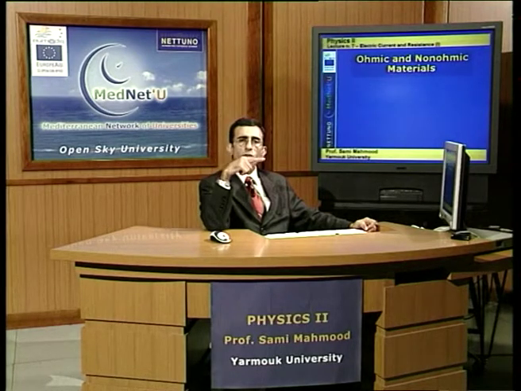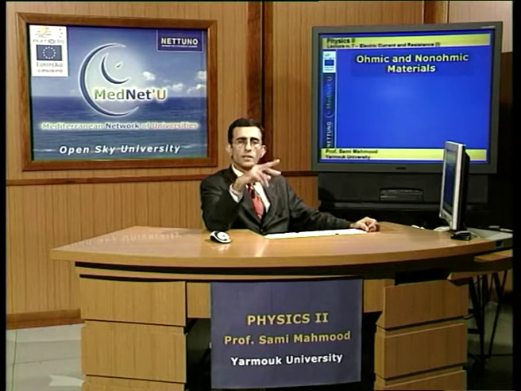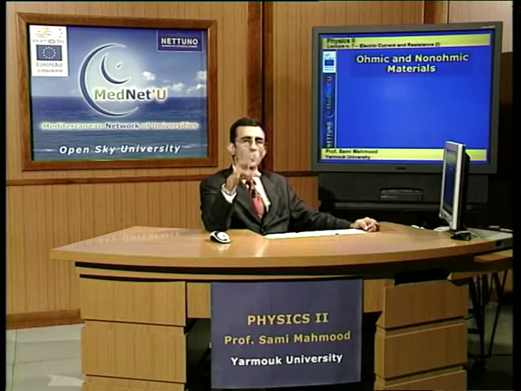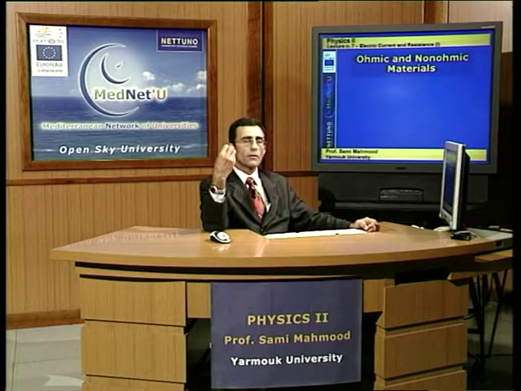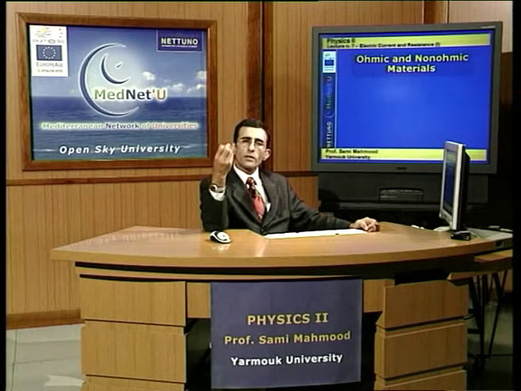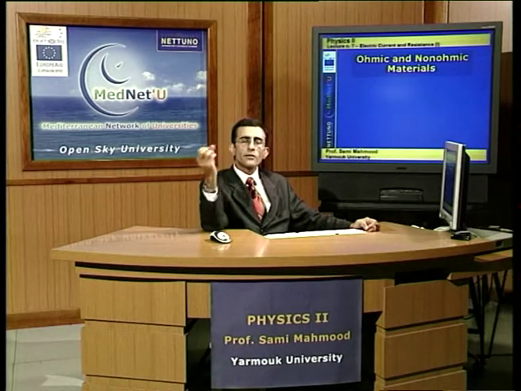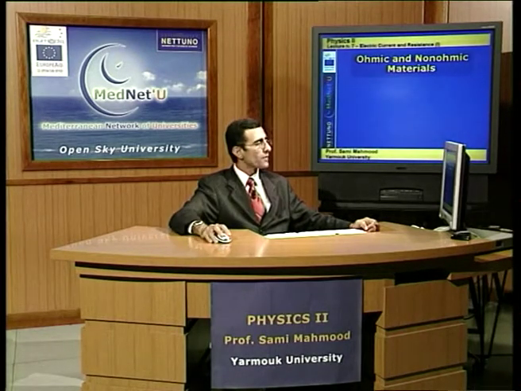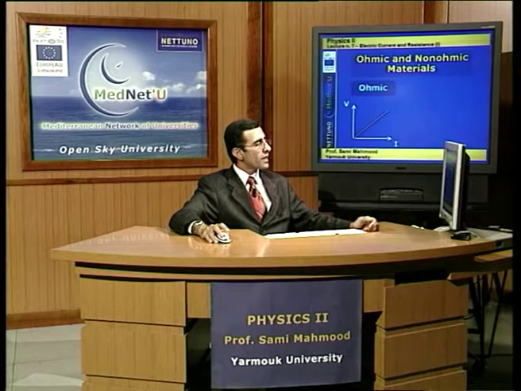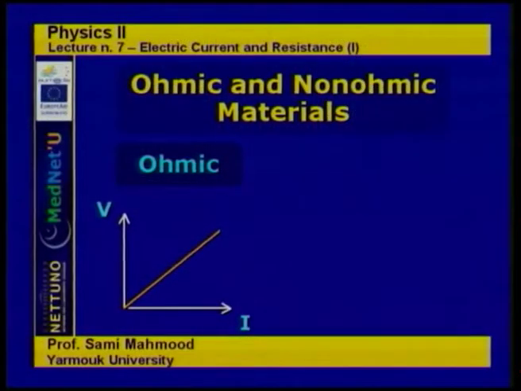This relation shows that the current is proportional to the voltage, or vice versa. They are linearly related. These materials that hold this relation true are called ohmic materials, where the voltage and current are linearly related through Ohm's law. And in this case, for the ohmic materials, V and I, as this figure shows, form a straight line.